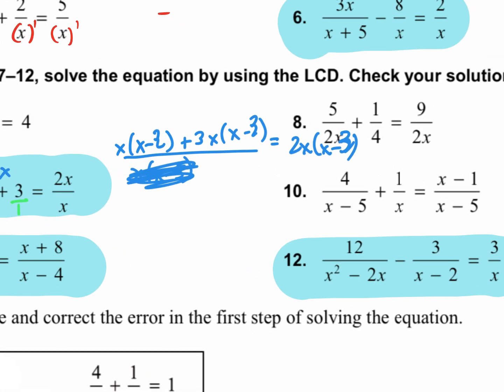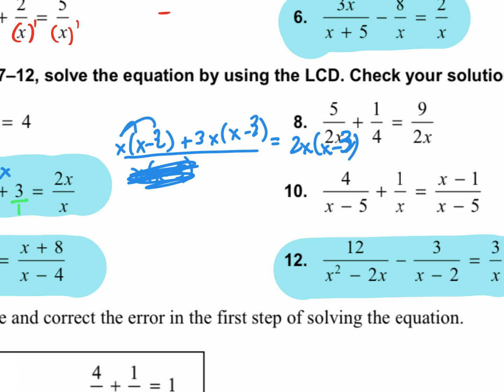So now we're going to do what? Distribute, right? X times x is x squared. X times negative 3 is negative 3x. Everybody with me? Plus, what's 3x times x? 3x squared. What's 3x times negative 3? Minus 9x. Equals, what's 2x times x? 2x squared. What's 2x times negative 3? Minus 6x.